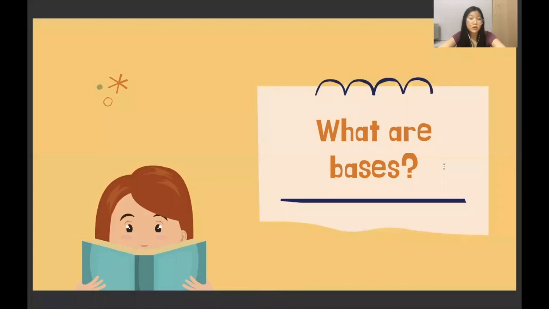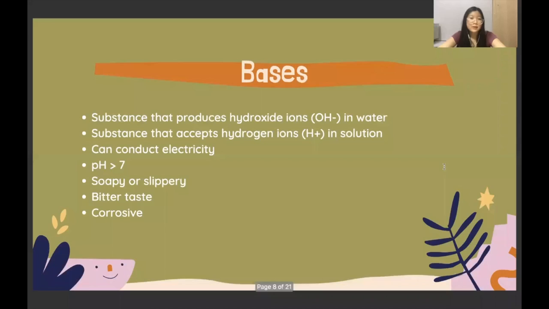All right, so what are bases? A base is very similar to an acid, but the ion in question is hydroxide ions and not hydrogen ions, right? So a base is a substance that produces hydroxide ions in water. They can also accept hydrogen ions in solution. So let's think of baking soda as an example. Baking soda is a common leavening agent used in the kitchen, right? So it's used to make cakes, cookies, etc. rise.